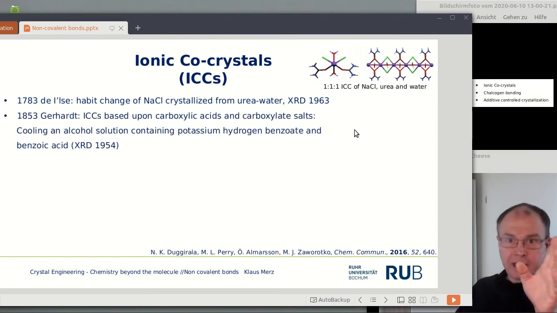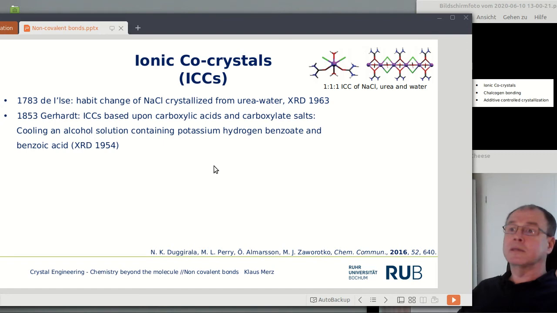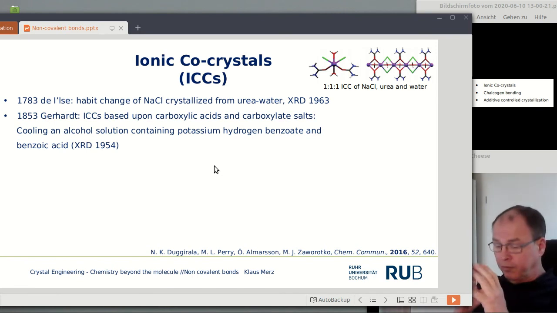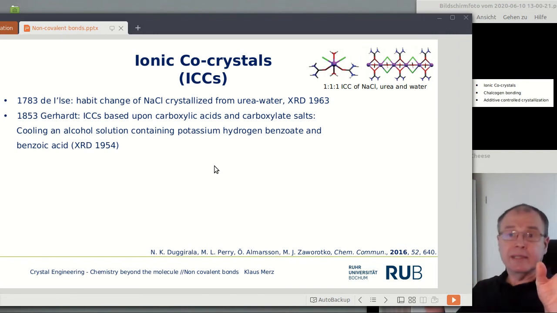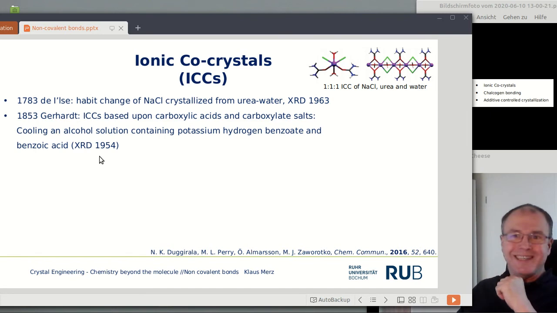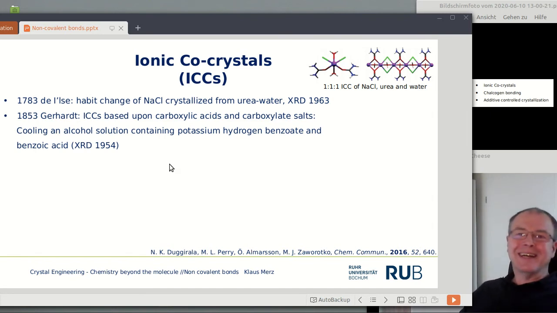Another example: in the middle of the 19th century, they found mixtures of carboxylic acids with carboxylic salts. For example, if we crystallize by cooling from an alcohol solution containing potassium hydrogen benzoate and benzoic acid, we get a crystal with the salt and the acid inside. Once again, you see 200 years later we were able to determine the crystal structure.